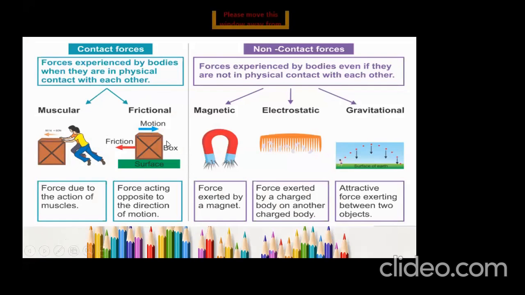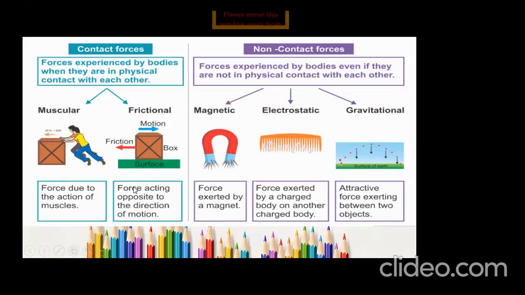So here you can see the box is being pushed in the forward direction, but the surface is producing the opposite force. When the box is rubbed against the surface of the earth or surface of the floor, it produces frictional force. So force due to the action of muscles, it's a muscular force.